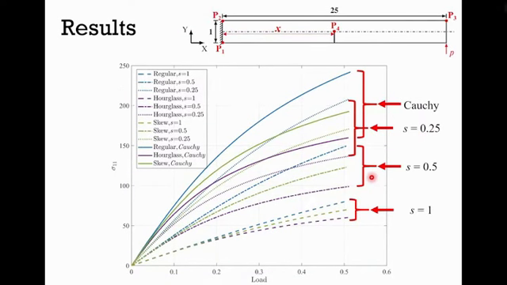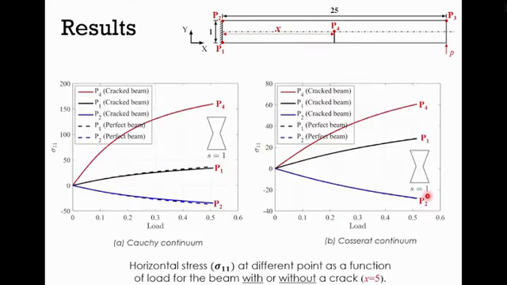This is the result of the horizontal stress at the crack tip P4 as a function of the load. Also, the nonlinear behavior can be observed, and the Cauchy continuum shows the highest stress concentration. And as the scale increases, the stress concentration for the Cosserat continuum decreases, which indicates that the Cosserat continuum has a function of a redistribution of the stress.